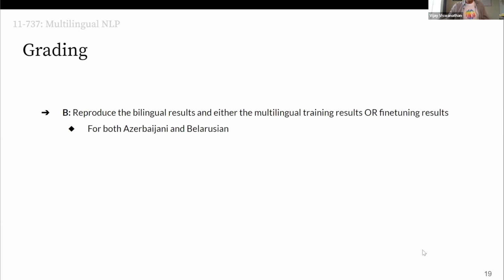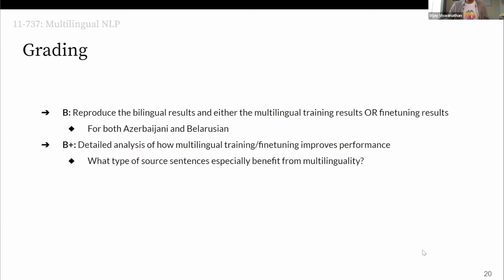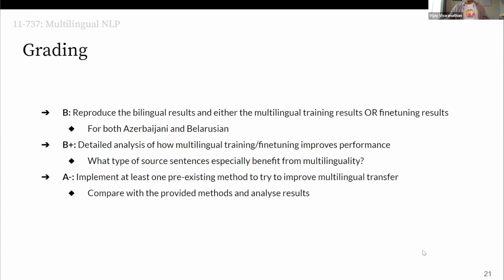And so I've been touching on this, but the grading tranches are as follows. First, for the minimal requirements, you just need to modify the scripts that we have for both Azerbaijani and Belarusian, and that'll get you a B. If you couple this with detailed analysis, then you'll get a B+. To get an A-, you need to implement at least one pre-existing method or a new method to try to improve the ability to do this multilingual machine translation.